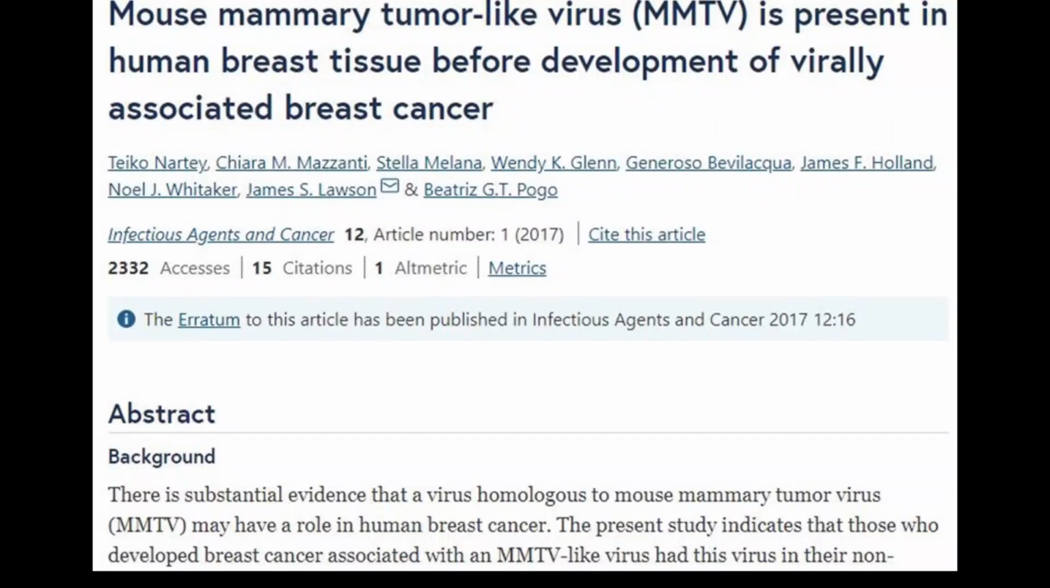I could tell you how to do that, but it would take another hour. Once we had that panel, we used those antibodies to stain human mammary tumors. And sure enough, some of those antibodies bound to some of the tumors, suggesting that there is a human mammary tumor virus. And that was almost 40 years ago.